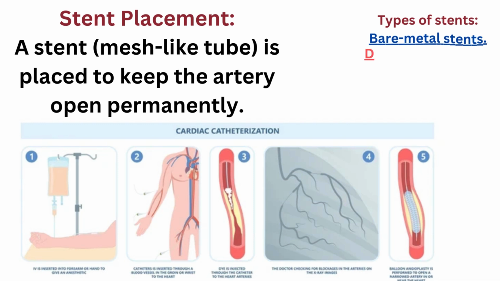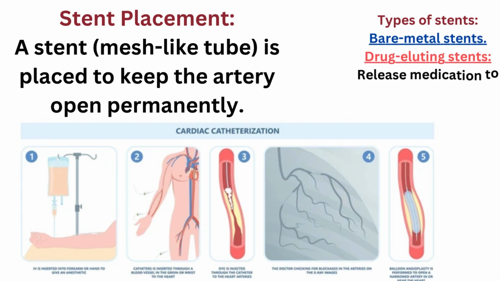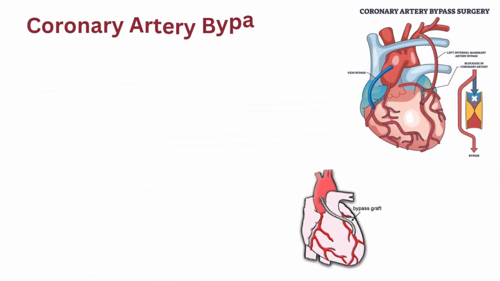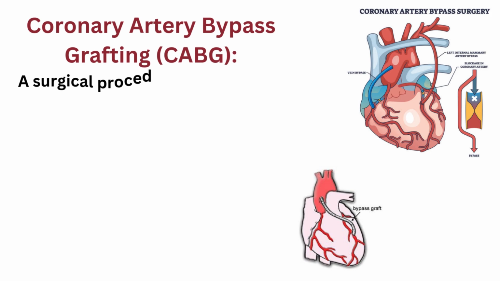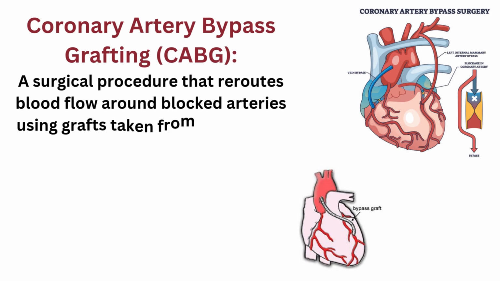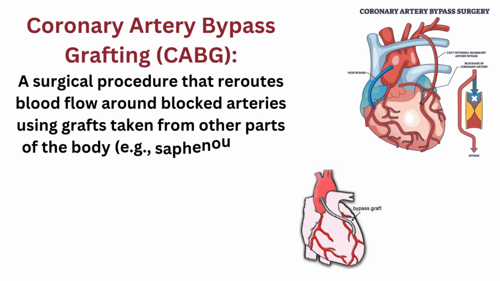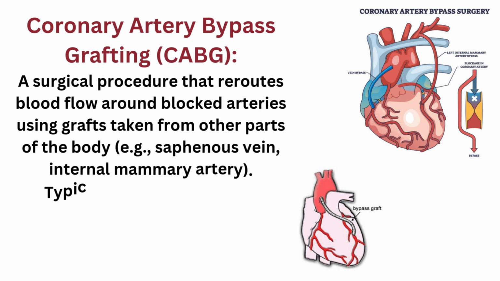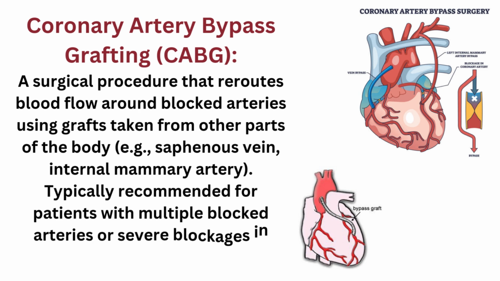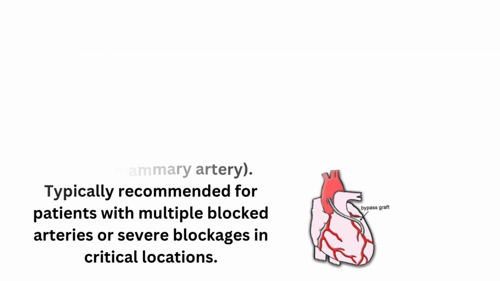Types of stents. Bare metal stents. Drug-eluting stents. Release medication to prevent restenosis, re-narrowing. Coronary artery bypass grafting, CABG. A surgical procedure that reroutes blood flow around blocked arteries using grafts taken from other parts of the body, for example, saphenous vein, internal mammary artery. Typically recommended for patients with multiple blocked arteries or severe blockages in critical locations.